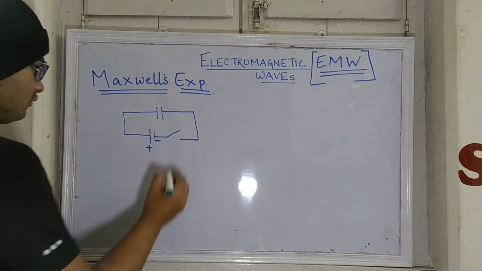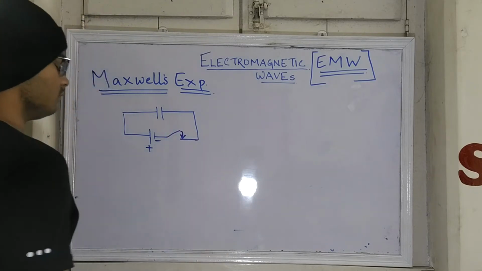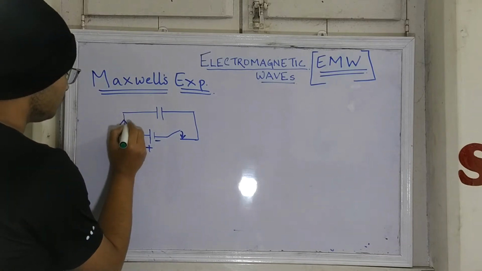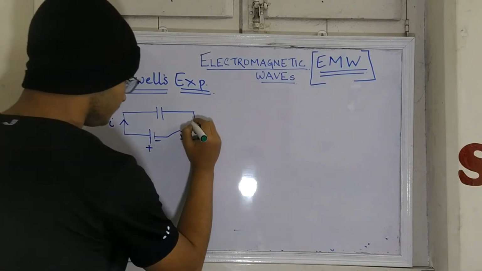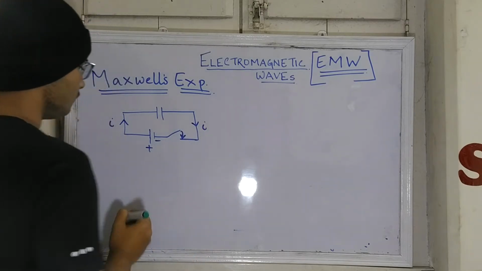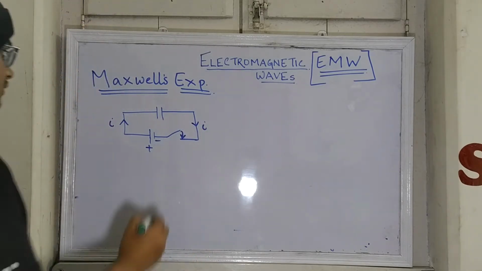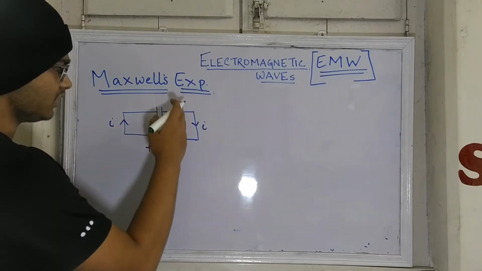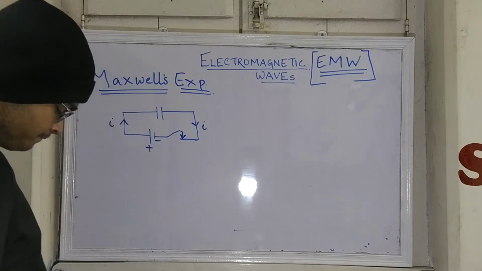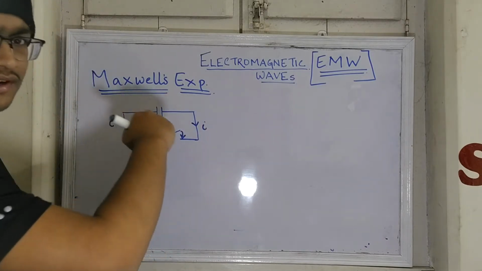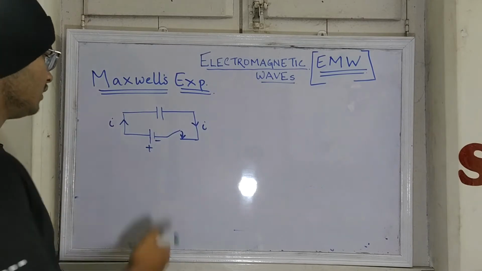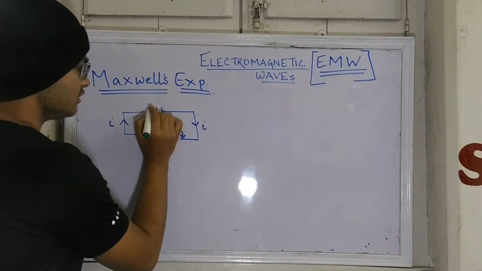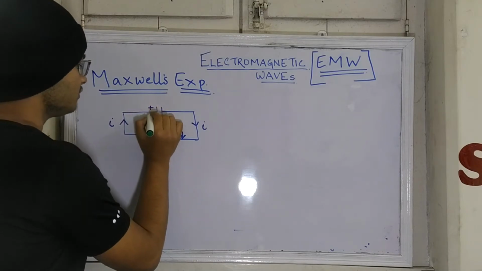Now when the key is closed, the current will start flowing in the circuit, right? Current will flow in this direction, I, and here also I. Negative charge will flow in the opposite direction of the flow of current, so negative charge will flow from this side to this side. So this side of the capacitor will get a positive charge.